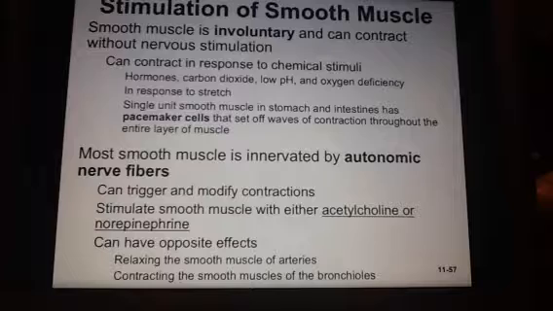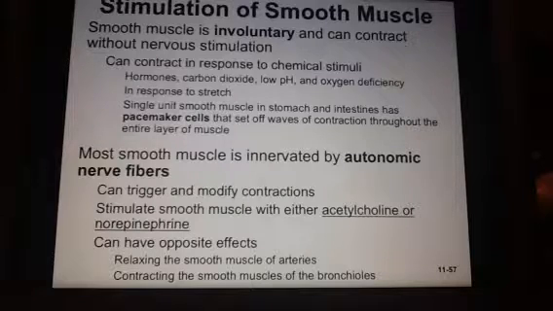It can contract without nervous stimulation. It's contracting in response to different stimuli, can be stimulated by hormones, carbon dioxide, low pH, not enough oxygen. It can also contract in response to stretch, or like being stretched, being full, if you want to think about it that way.